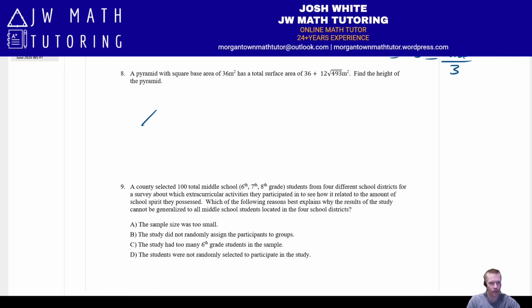So notice we know the base area here is 36. Okay, that means the side length for this thing is just going to be 6. 6 and 6.